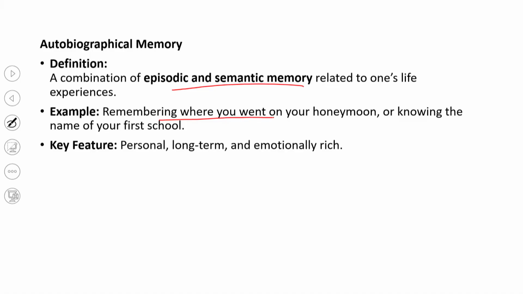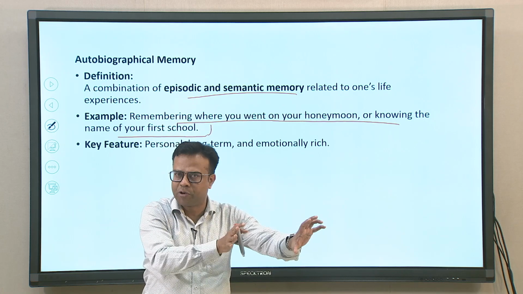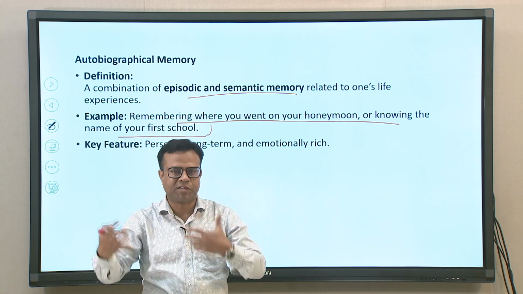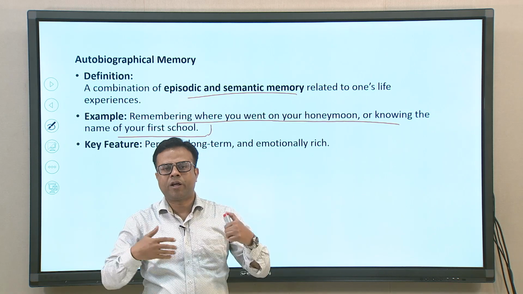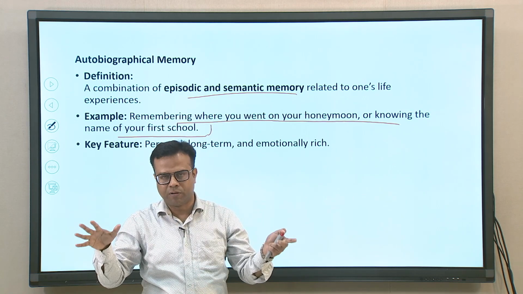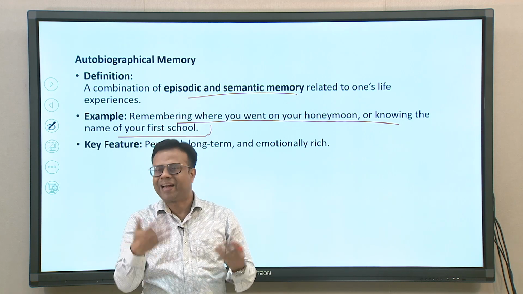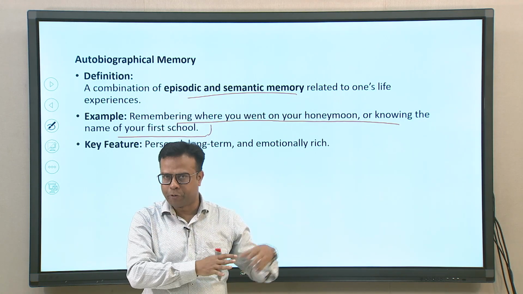For example, remembering where you went on your honeymoon or knowing the name of your first school and so on, these are typically related only to your own life, so it becomes an autobiographical memory, memory of the events and facts of your own life. Everybody's life has both factual information and episodic information. When both are combined about your own life, it becomes an autobiographical memory. So, personal, long term, emotionally rich information that we remember about our own life is called autobiographical memory. Again, this is just part of declarative memory only.